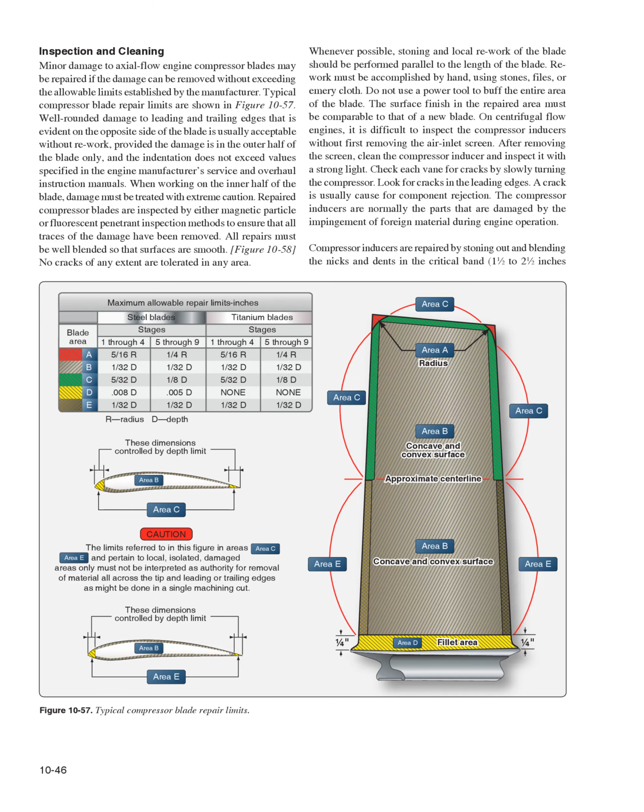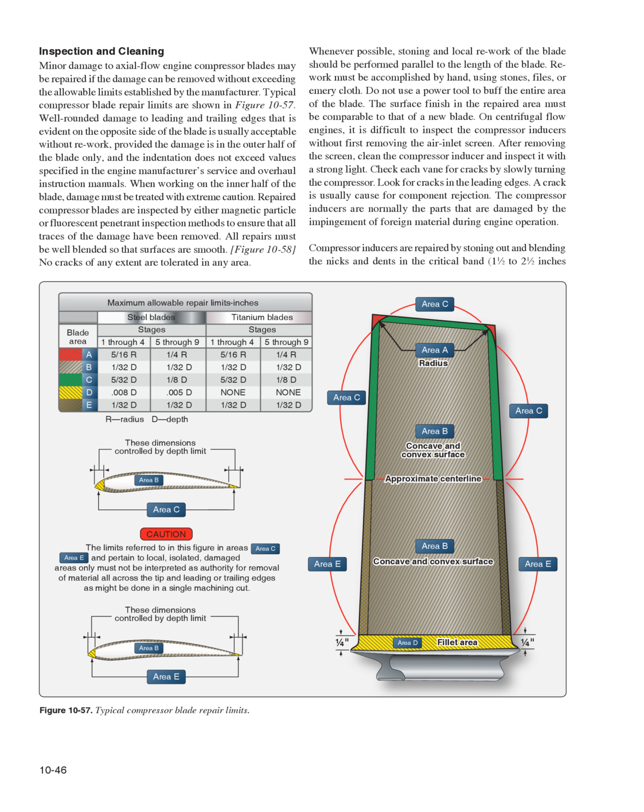Inspection and cleaning. Minor damage to axial flow engine compressor blades may be repaired if the damage can be removed without exceeding the allowable limits established by the manufacturer. Typical compressor blade repair limits are shown in Figure 1057. Well-rounded damage to leading and trailing edges that is evident on the opposite side of the blade is usually acceptable without rework, provided the damage is in the outer half of the blade only, and the indentation does not exceed values specified in the engine manufacturer's service and overhaul instruction manuals.